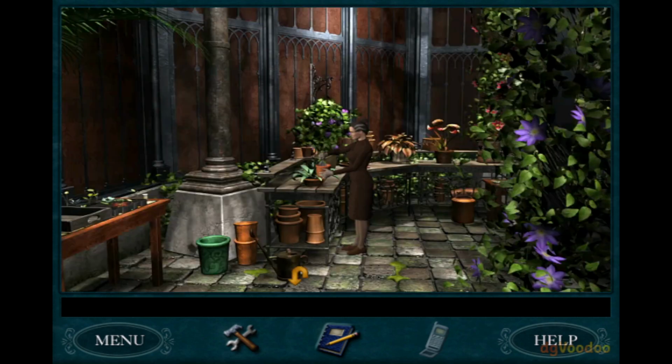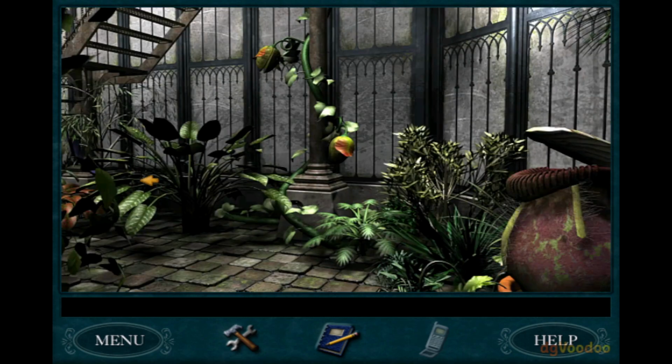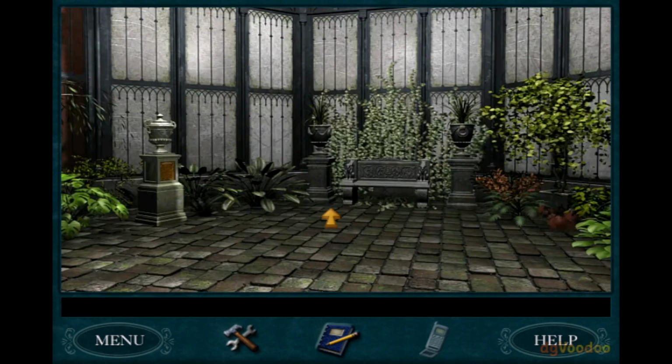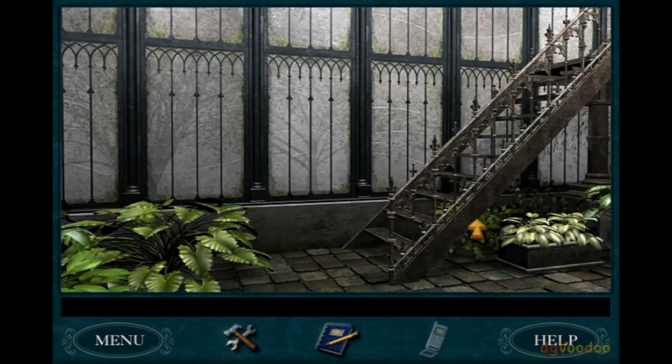Oh, that just takes us to the table. Who's hungry? Who's ready for some nummies? Did you say something, Mrs. Drake? Not to you, dear. She's feeding the carnivorous plant, isn't she?